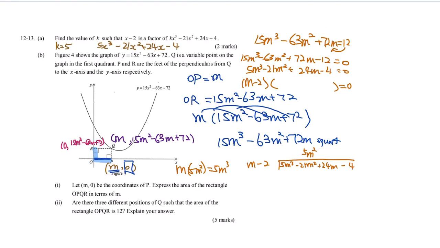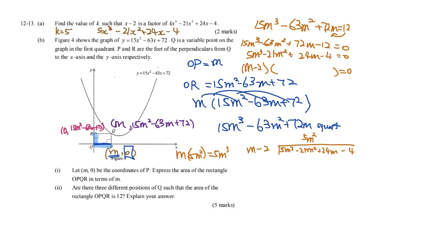So m times 5m square, we have 5m cubed. We have done m times 5m square, but then we can't leave this negative 2 here alone, so we also do that.